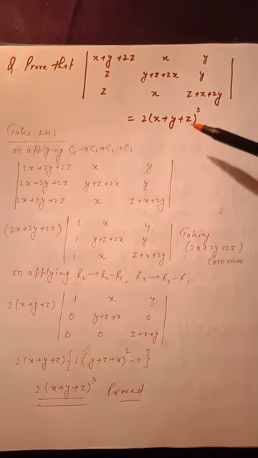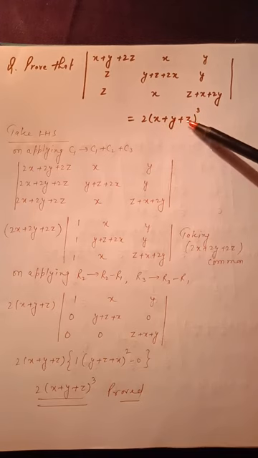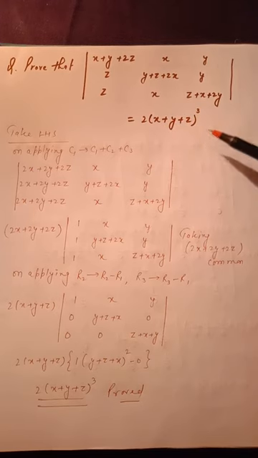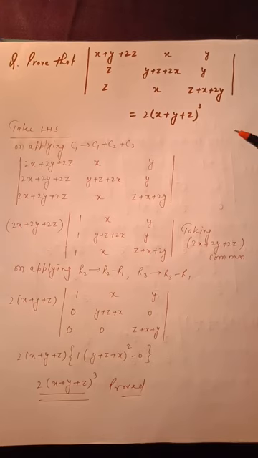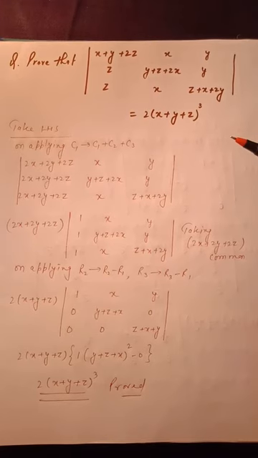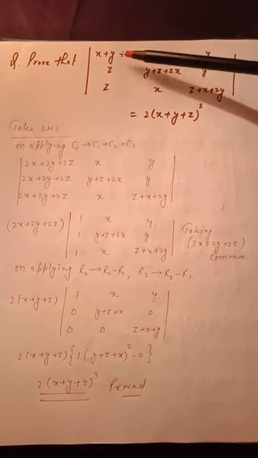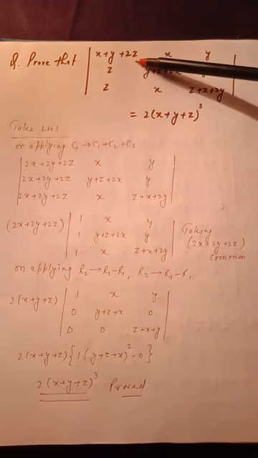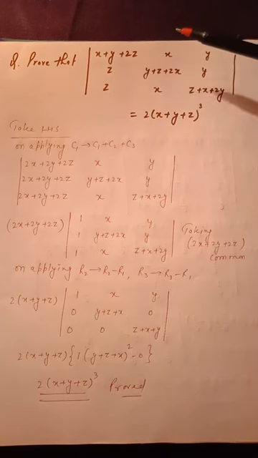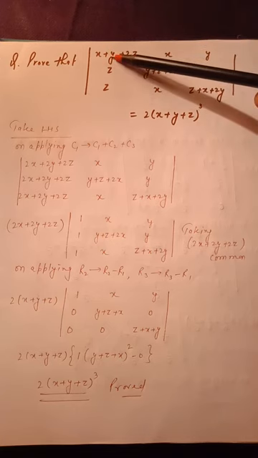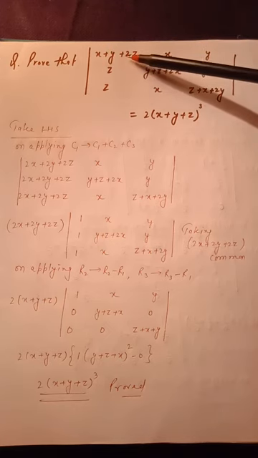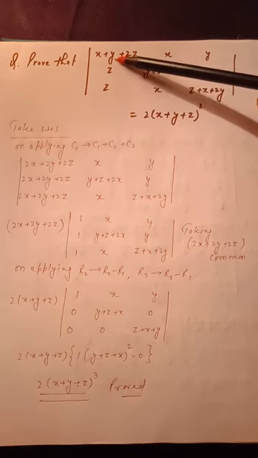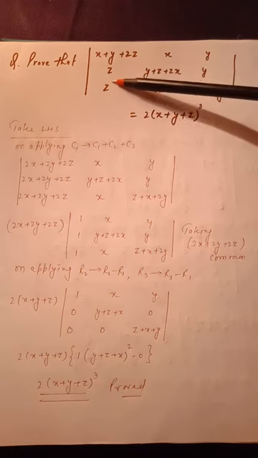In this problem we have to prove 2 times x plus y plus z whole cube. Now the main factor is x plus y plus z. So how will we get x plus y plus z? If we add all the numbers, 2z is present. So we will get x plus y plus 2z plus 2z, which is x plus y plus 4z. So this method is not correct.